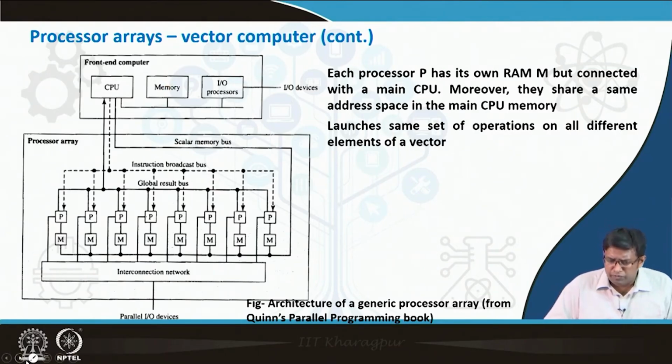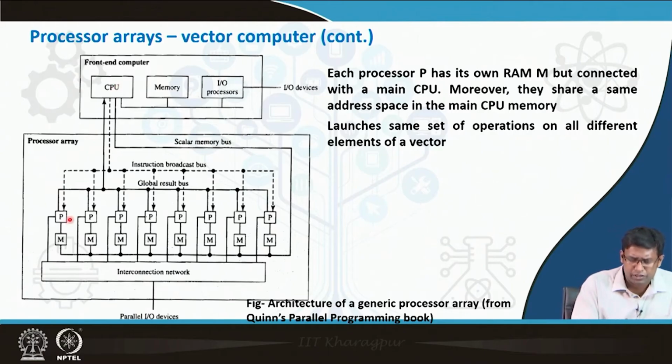The vector processor's main CPU launches the same set of operations through different vector processing parallel units in the processor arrays to different elements of the vector. It is the same set of operations which must go to all the processors.